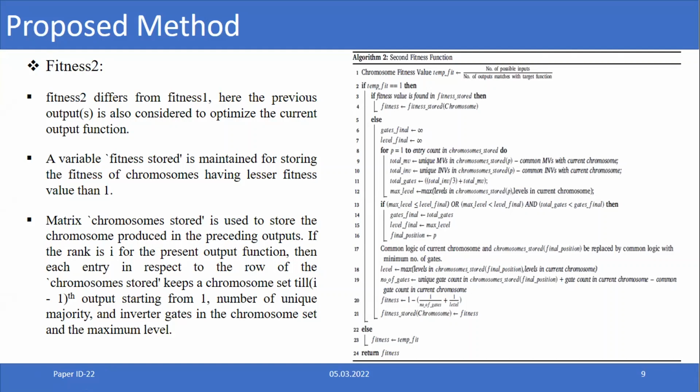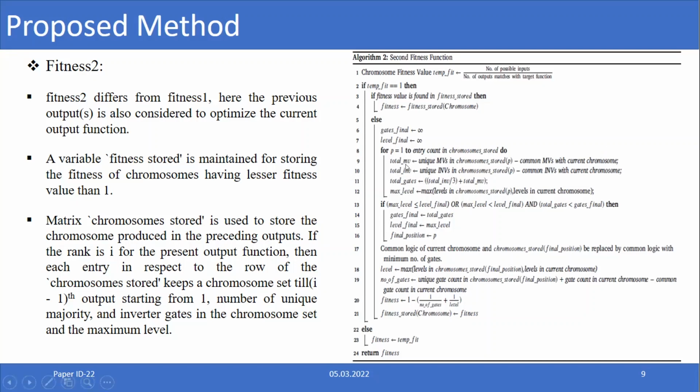In the case of the rest of the part, this part is mainly the else part. I have first taken the gate final and the level final. These two variables I have taken, and I have assigned some infinite value. And I have started one loop, p equals 1 to the empty count in chromosome stored. It means that it will continue the loop for the number of chromosomes. Again, if I take the same example, if the current chromosome is the I-th chromosome, then the loop will iterate from 1 to I minus 1.